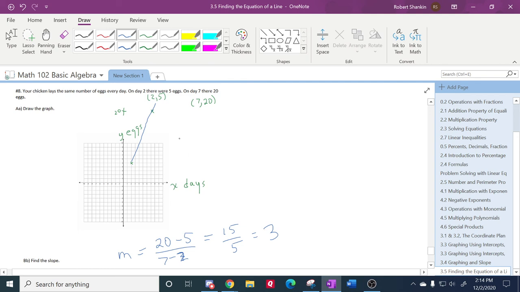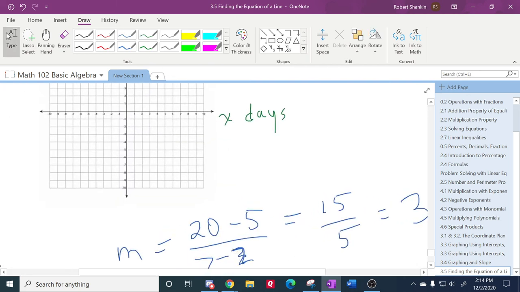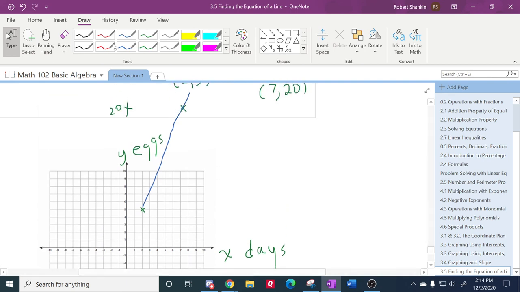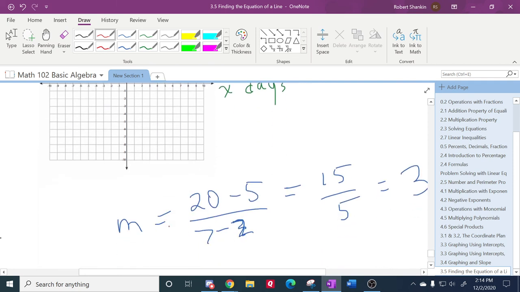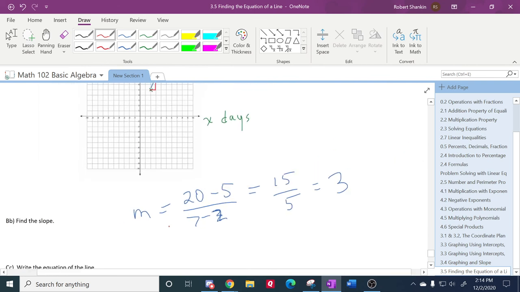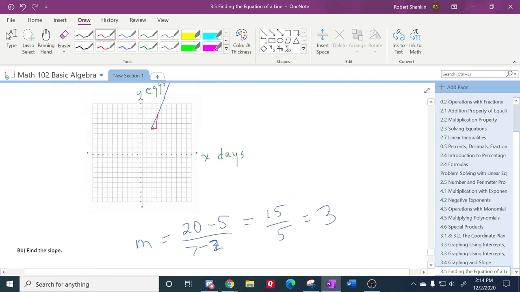Now, the slope being 3 means, let me zoom this in, the slope is 3 means every time you run 1, you rise 3. Run 1, rise 3, and so on. Because this 3 is a fraction, 3 over 1, and it's rise over run.